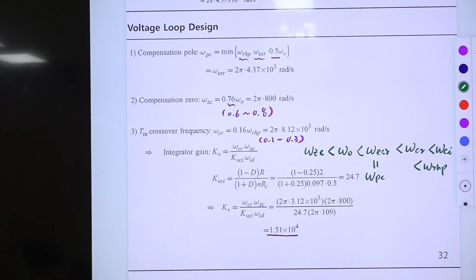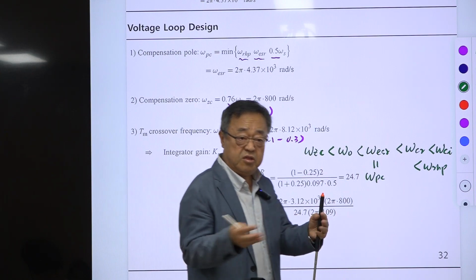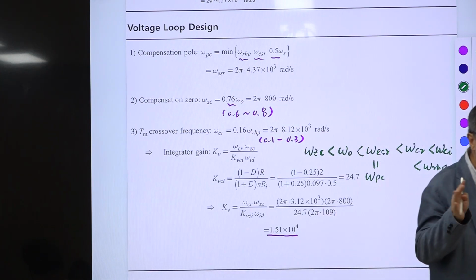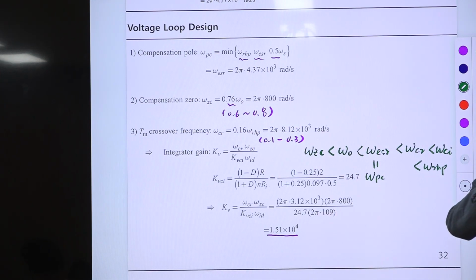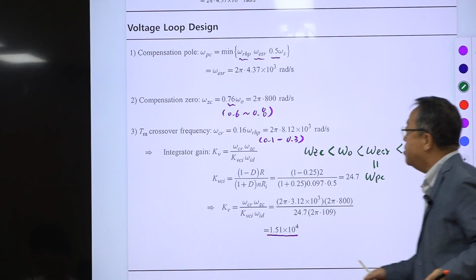Okay, so this is the order of our corner frequencies, but you are not seeing this in the simulation result. They are very close. It is not easy to distinguish these frequencies. They are merged together.